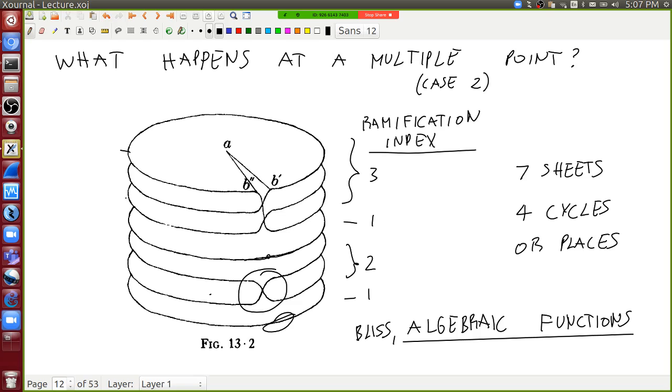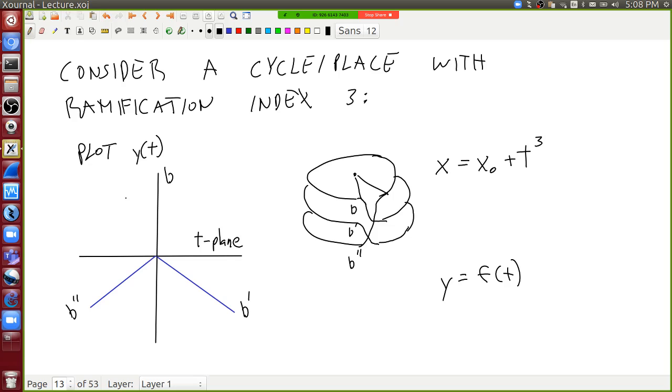Okay? All right. So you move to a different sheet. In other words, you have to go through all 3 sheets to get back to the origin where you started. That's right. And there's only a finite number of sheets, so you eventually get back to where you start. So if we have one cycle, in this case a cycle of ramification 3, we had to go around 3 times to get back to where we started from.